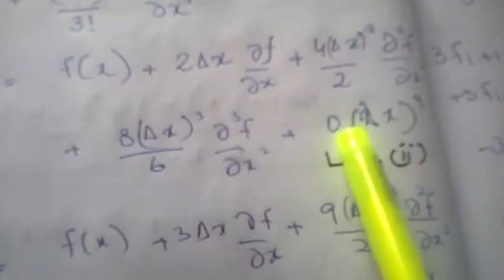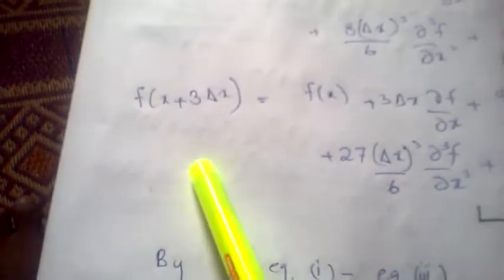Note that the third term is 2 delta x whole square, which is equal to 4 times delta x square divided by 2 factorial, and the next one is 2 delta x whole power cube, which is equivalent to 8 times delta x cube divided by 3 factorial, and 3 factorial is replaced by 6. The next term contains 2 delta x whole power 4, and therefore this next term and all of the upcoming terms are replaced by order of 2 delta x whole power 4.